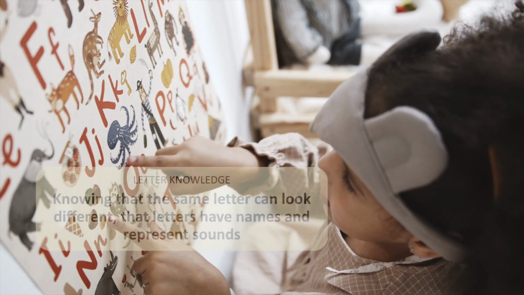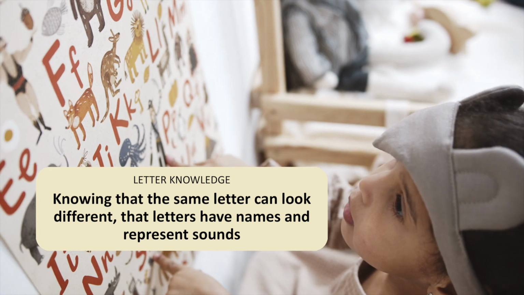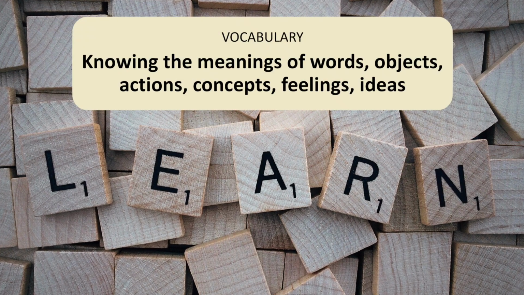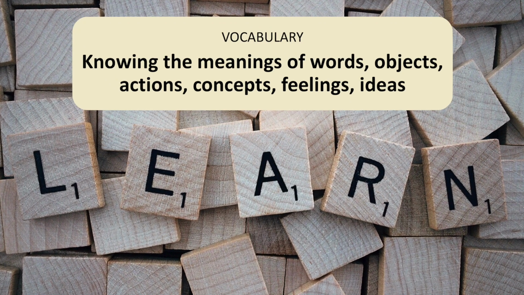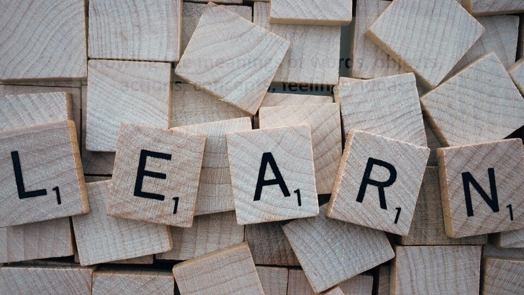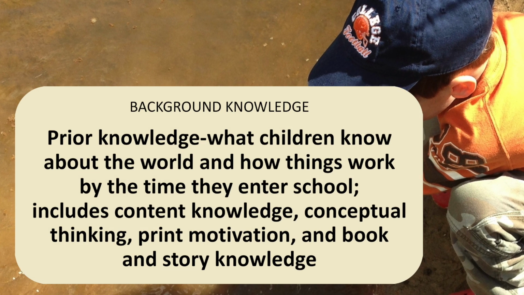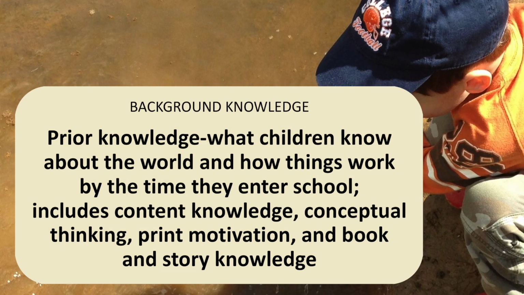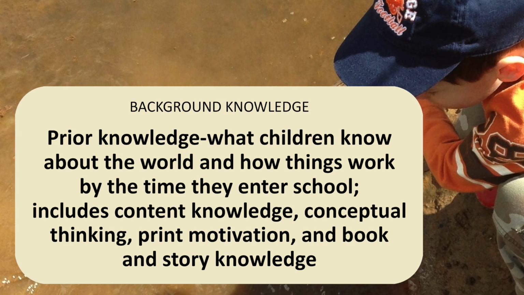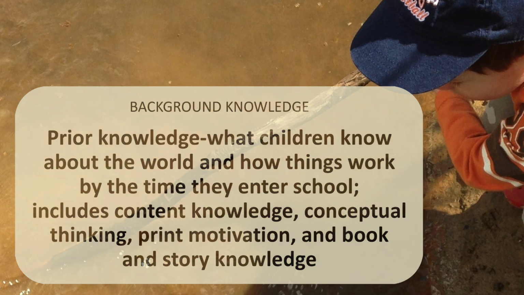Letter knowledge, knowing that the same letter can look different and that letters have names and represent sounds. Vocabulary, knowing the meanings of words, objects, actions, concepts, feelings, ideas. And background knowledge, prior knowledge, what children should know about the world and how things work by the time they enter school. That includes the content knowledge, the conceptual thinking, print motivation, and book and story knowledge.